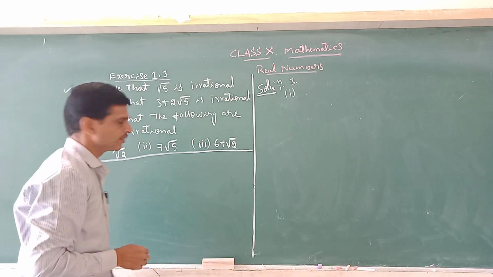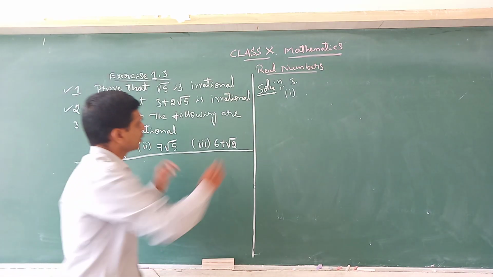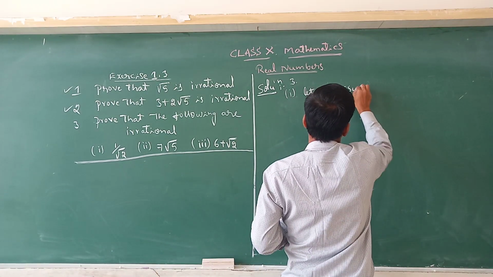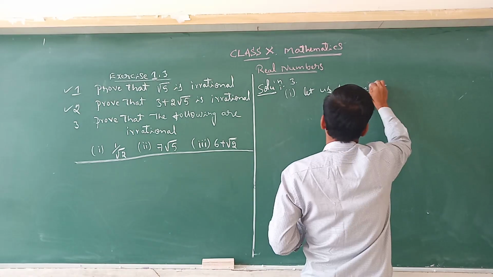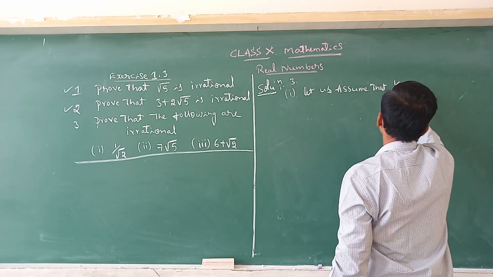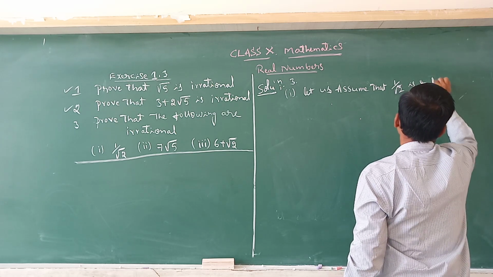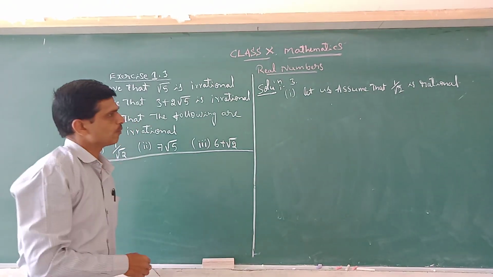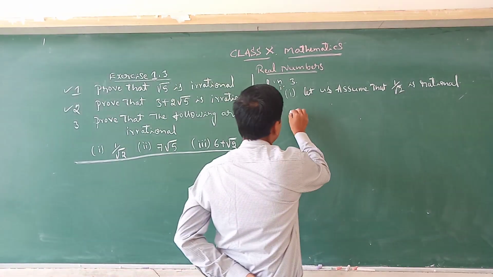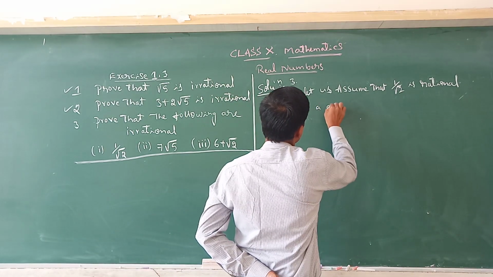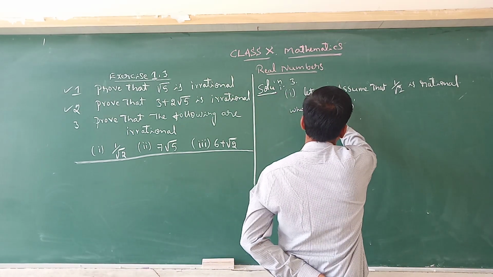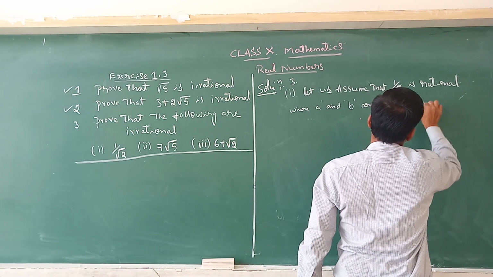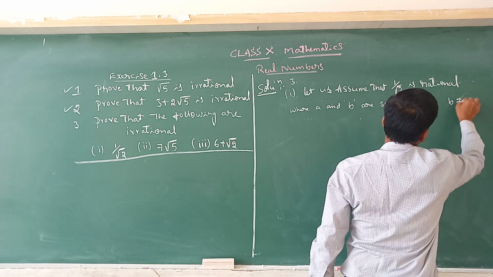In the third question, I will now take the following third one. So let us assume the same way. Let us assume that 1 by root 2 is rational, where a and b, here also you can take a and b, are some integers where b is not equal to 0.